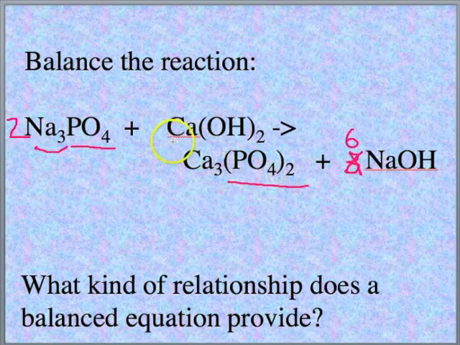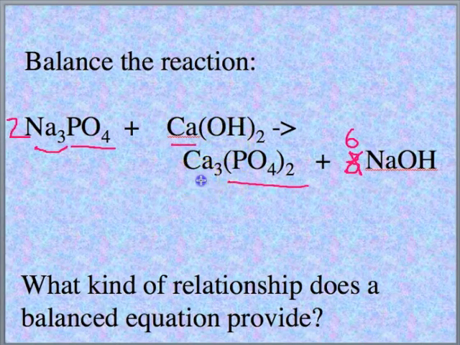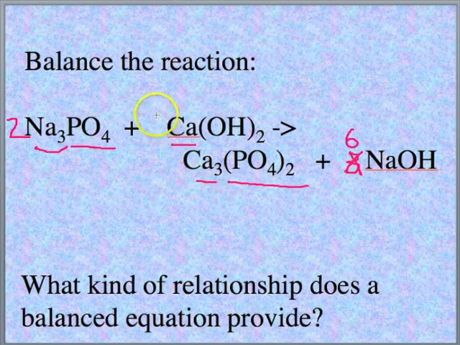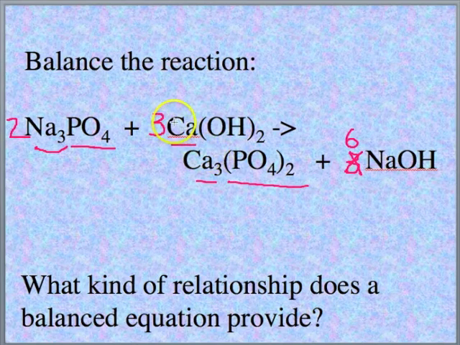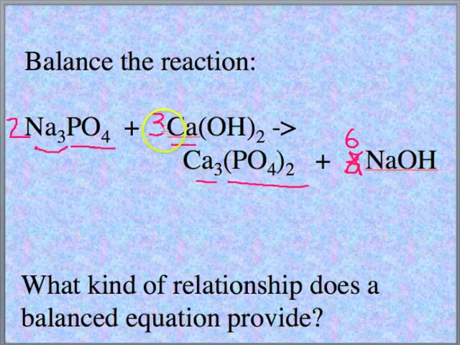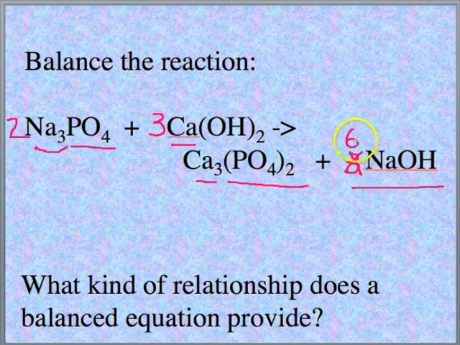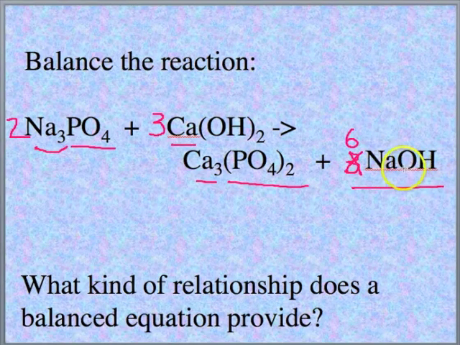Now let's look at the calcium. We have 1 calcium over on the left side, 3 calcium on the product side. I'm going to put a 3 right here. And now I have 3 calcium on both sides. And I have 6 hydroxide. And there it is. I already have 6 hydroxide on the product side. This is now a balanced equation.